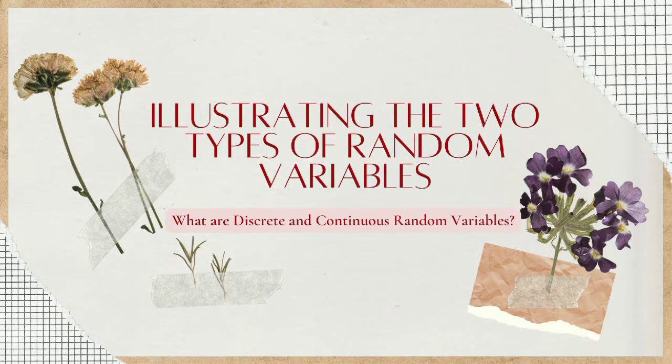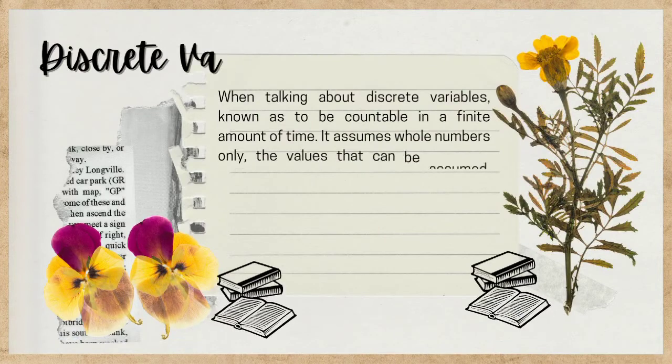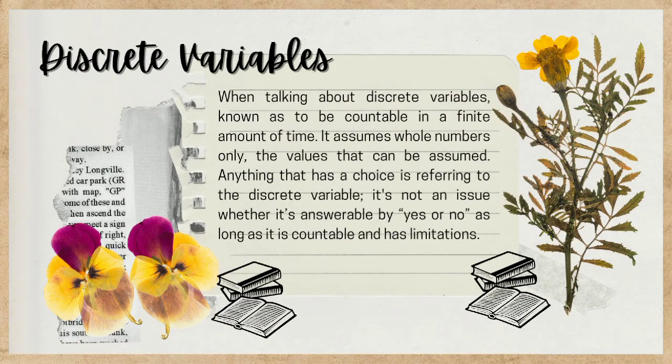Illustrating the two types of random variables. Discrete variables. When talking about discrete variables, known as to be countable in a finite amount of time, it assumes whole numbers only. The values that can be assumed, anything that has a choice is referring to the discrete variables. It's not an issue whether it's answerable by yes or no, as long as it's countable and has limitations.